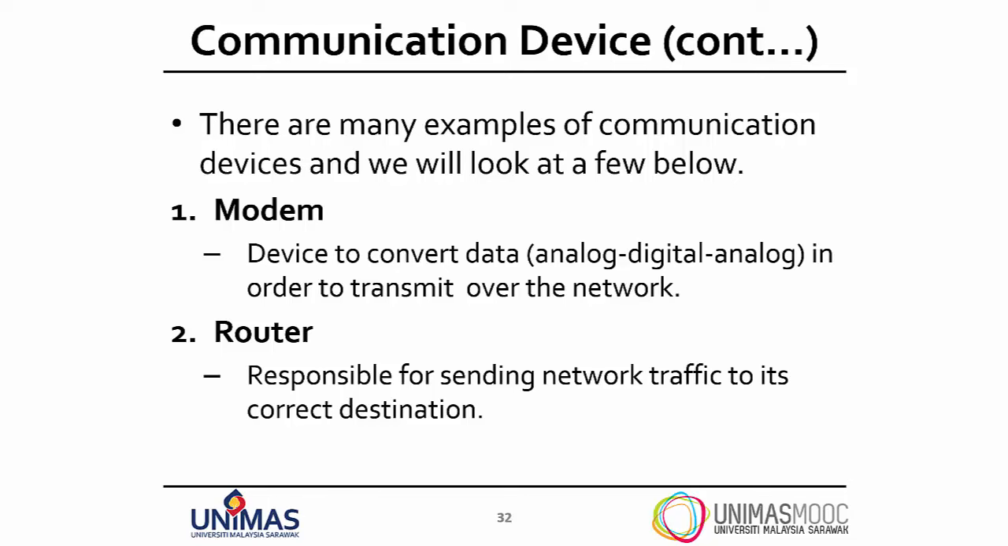Because you have to remember, if we go back to the previous slide, a wide area network consists of multiple small networks, and data has to move from one point to another, going through multiple points within a network. So when you arrive at a point and there is more than one path, you need a router to decide which path is suitable for this data. A router is responsible for sending network traffic to its correct destination.